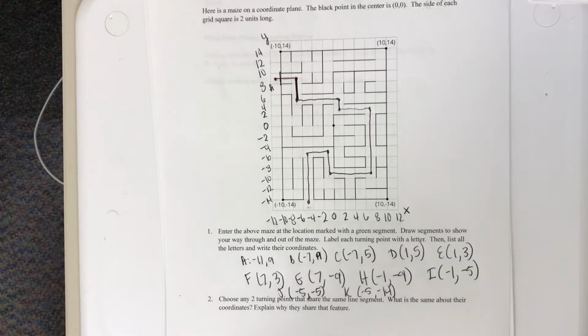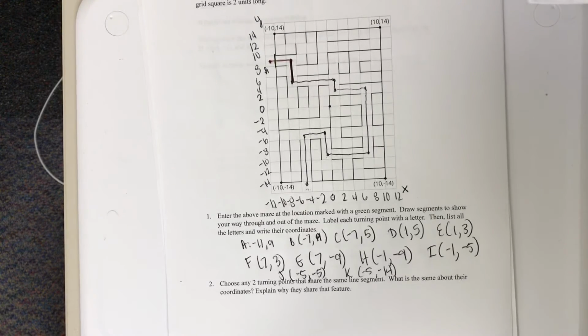So that's the big goal of this activity, to really understand how to piece those things together. When you make a vertical move between 2 points, you are really just looking at the difference between two numbers, because one number stays the same. And so that's what we're trying to get at. The second part of this says, choose any 2 turning points that share the same line segment. What is the same about their coordinates? Explain why they share that feature.